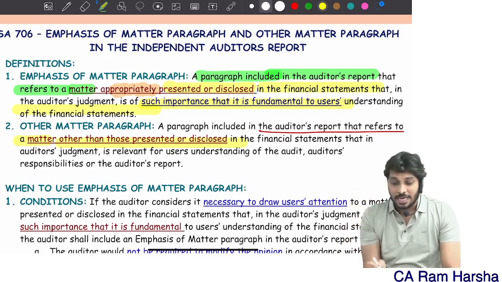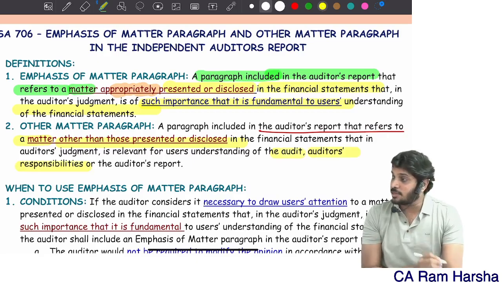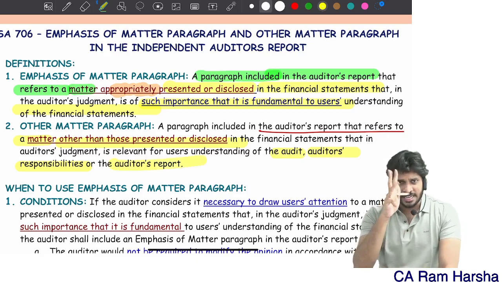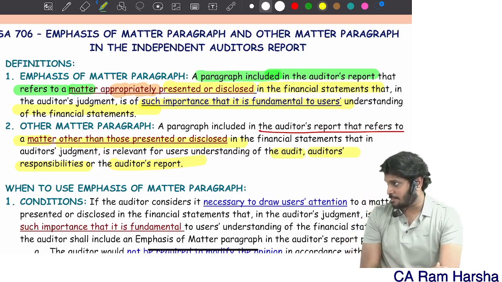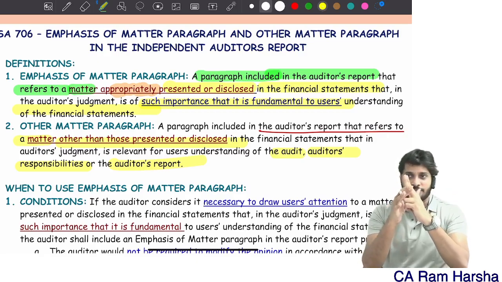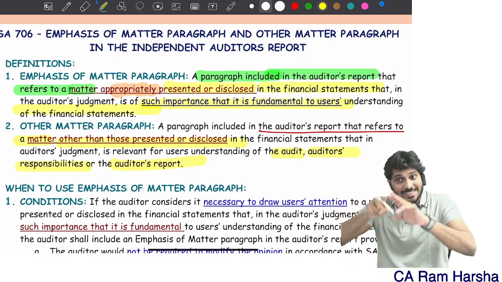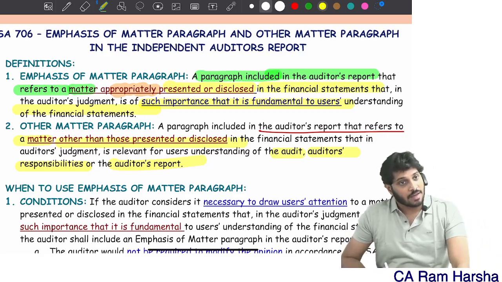Anything else you want to talk about, other than what is presented or disclosed, you can talk about in other matter. About what? About the audit, about auditor's responsibilities, or about the audit report. Regarding these 3 elements, if you want to talk about issues which are not there in the financial statements already, you can explain that in the other matter paragraph.